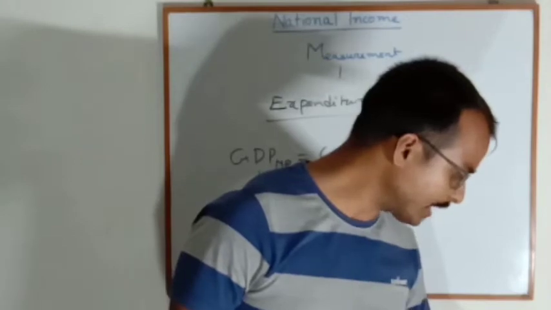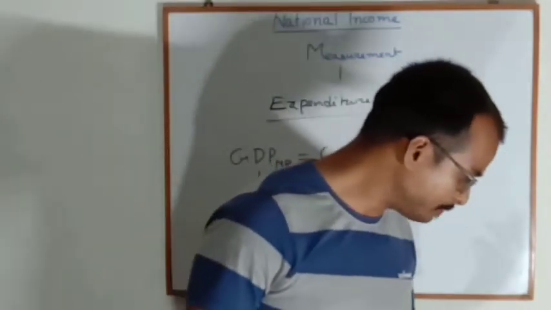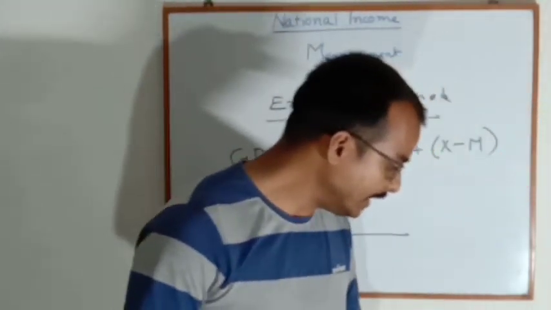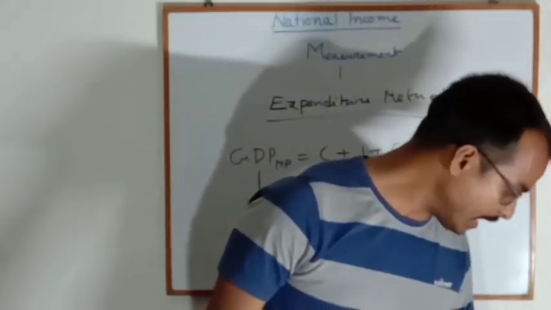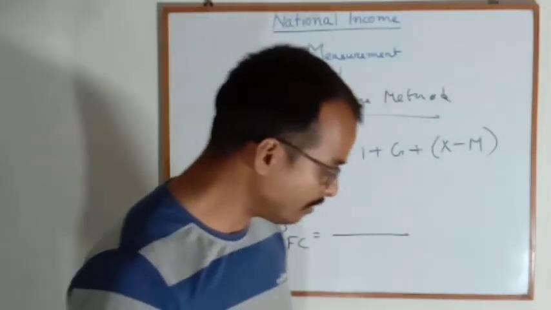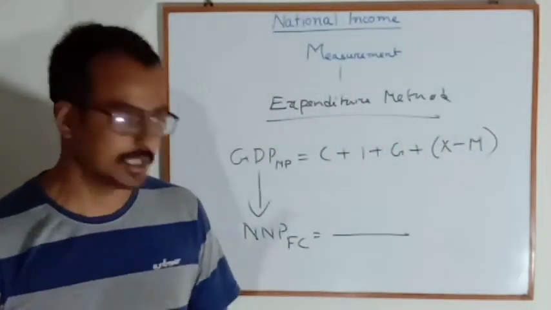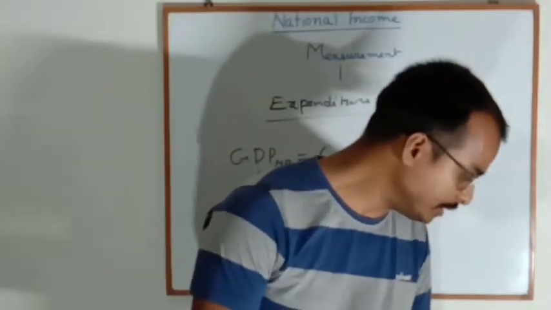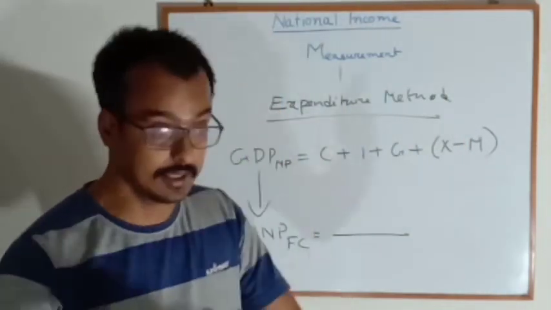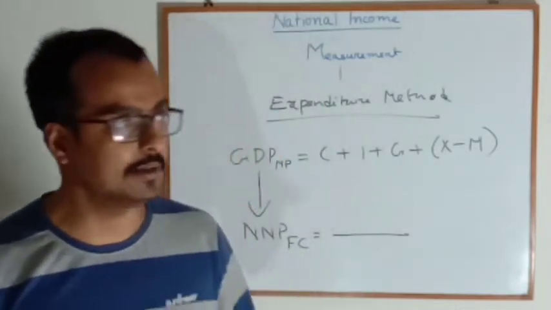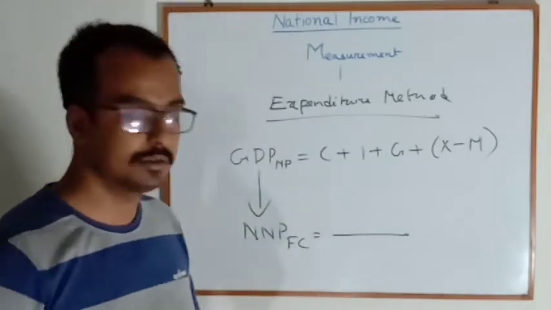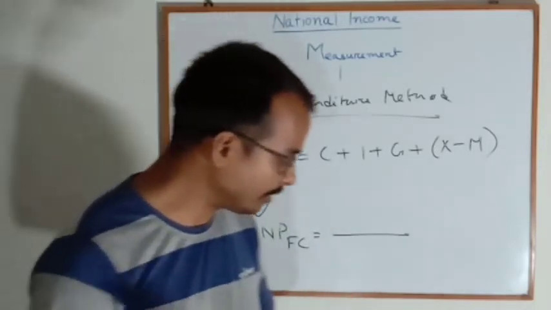Here also some precautions have to be taken. The first precaution is that expenditure on purchase of new or old shares and bonds should be excluded, because they are not payment for goods and services. If you purchase old shares and new shares, these should be excluded because they don't produce goods and services. It's an investment, no doubt, but it's a share. You know what a share is? I was owning the share, I am selling it to you. So it's like that second-hand good selling.